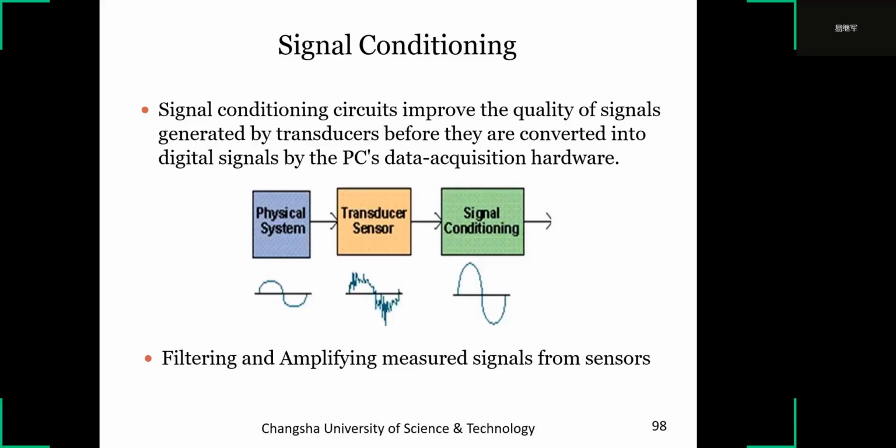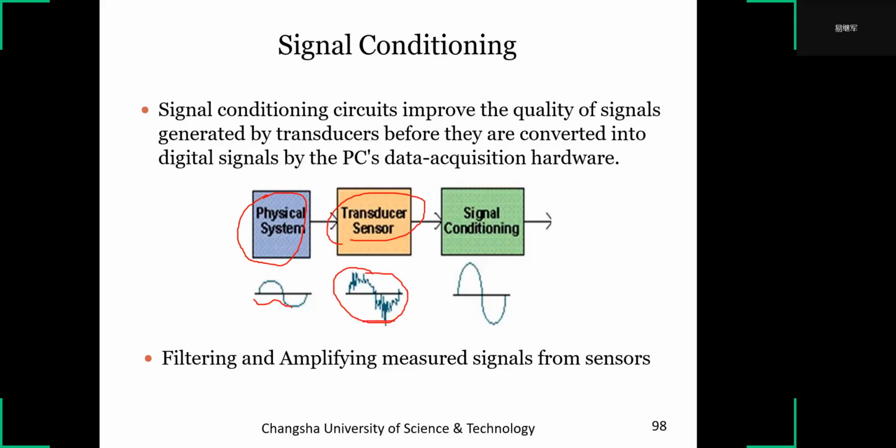Signal conditioning circuits improve the quality of signals generated by transducers before they are converted into digital signals by the PC's data acquisition hardware. Physical systems generate the signal. This is sensed by the transducer or the sensor. This is the signal we get from transducers.